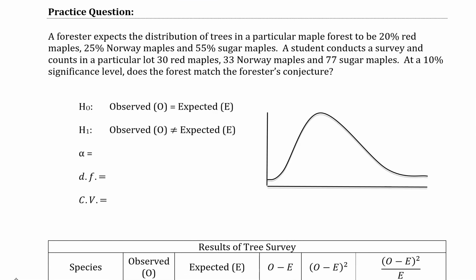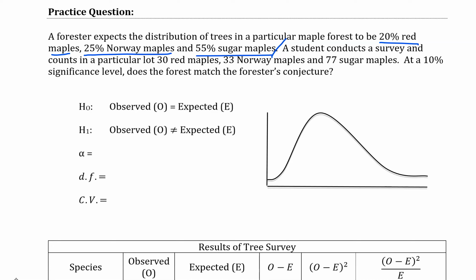A forester expects the distribution of trees in a particular maple forest to be 20% red maples, 25% Norway maples, and 55% sugar maples. So that's some kind of expectation. So this is what we've expected to see. This is what previous studies have shown.